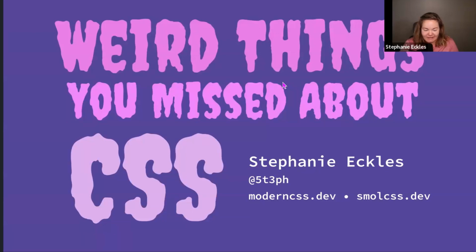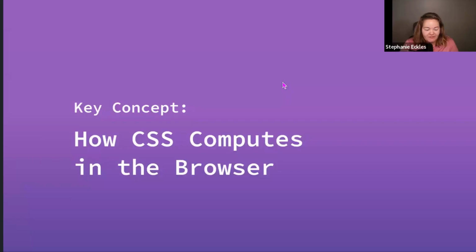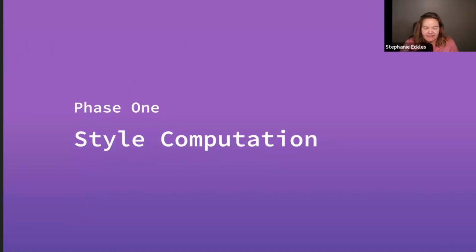So, we're going to get right to it with our first key concept, which is how CSS computes in the browser. Now, a high level understanding of how CSS computes in the browser is quite useful in helping us learn why CSS is the way that it is. There are essentially four phases to how the browser approaches styling CSS.